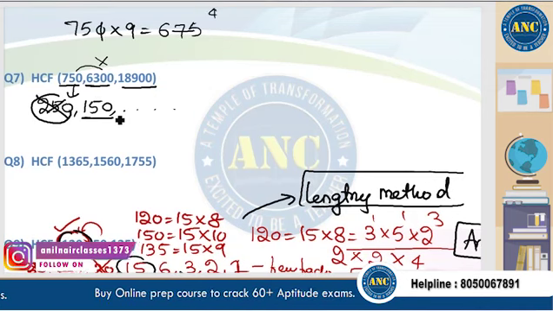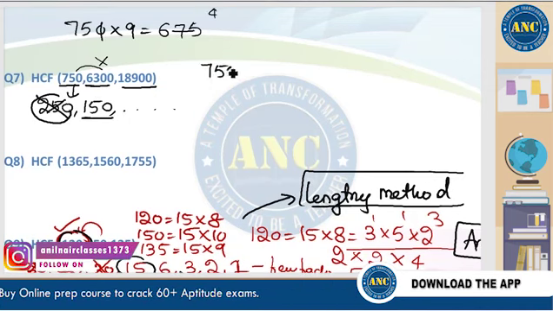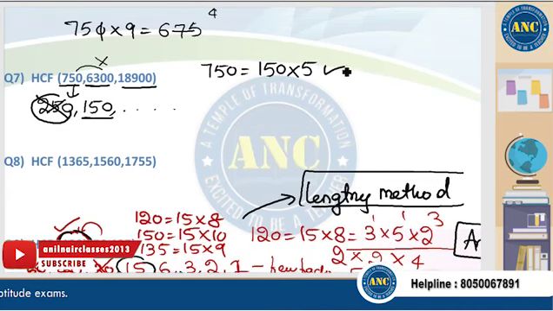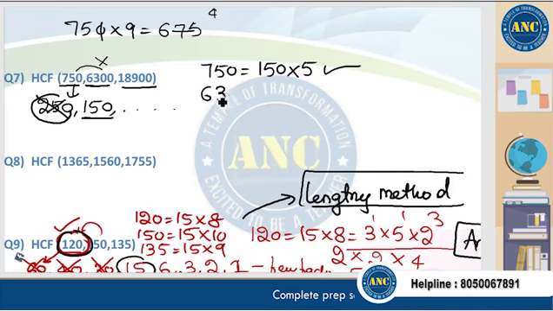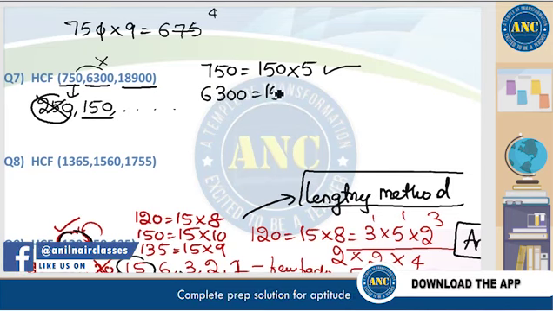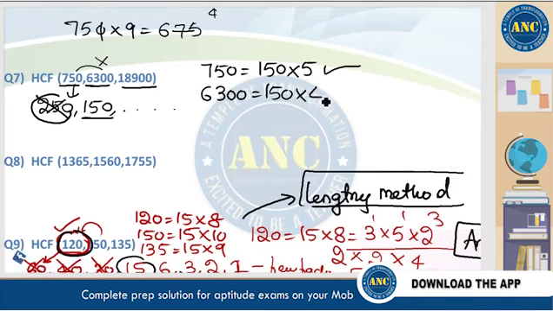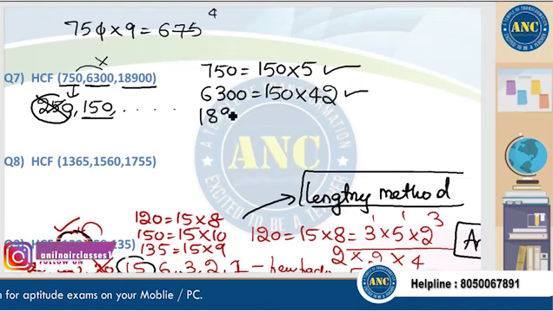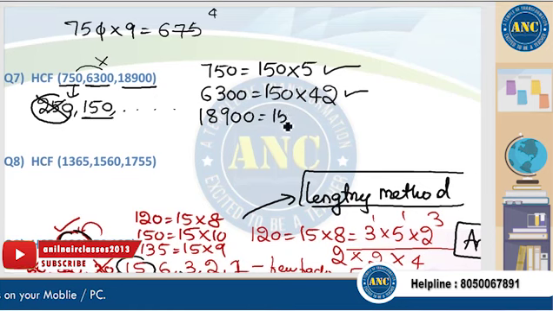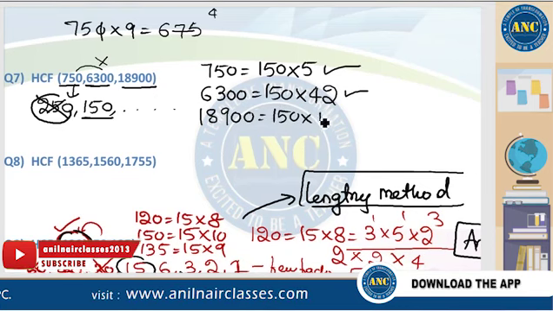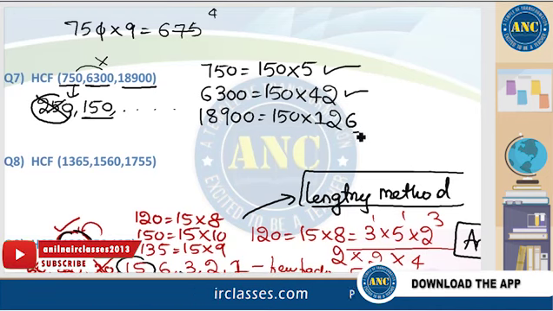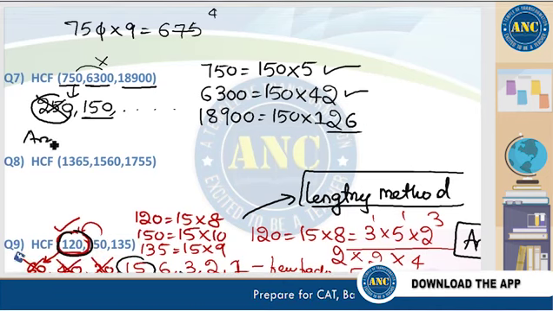Let me take 150. 750 is nothing but 150 into 5. So it is divisible. 6300 is nothing but 150 into 42. So these are divisible. 18,900 is 150 into 126. So the answer for this question is 150.